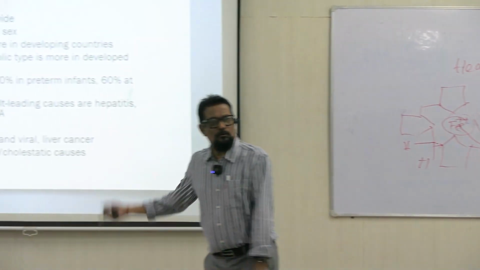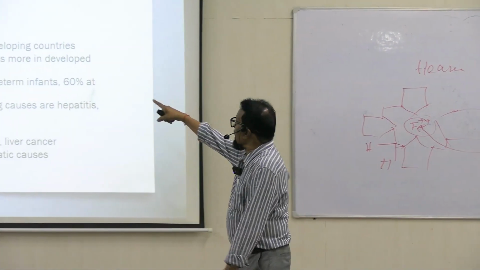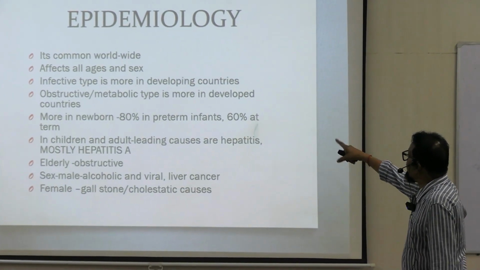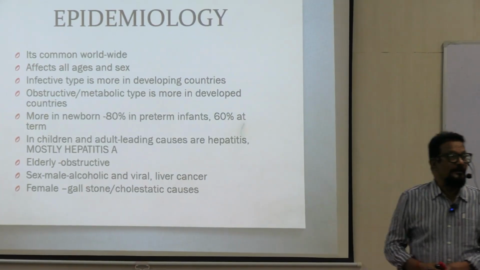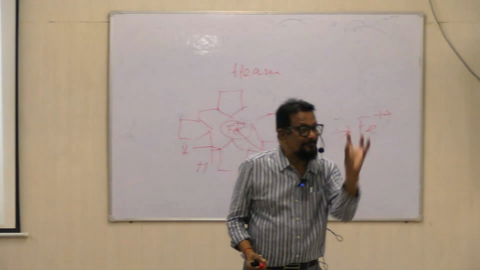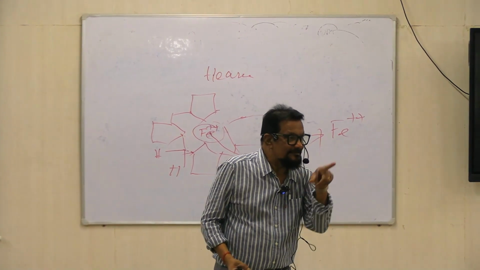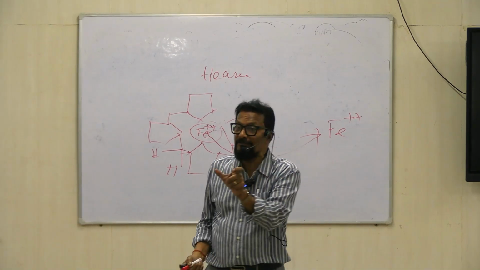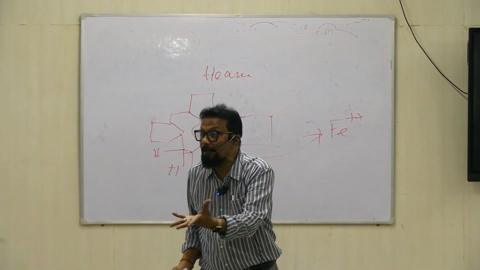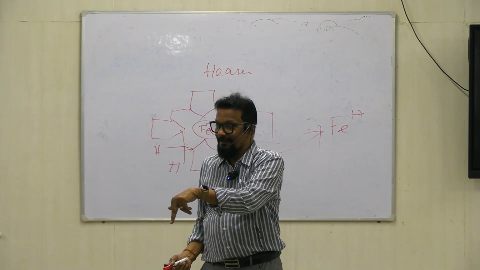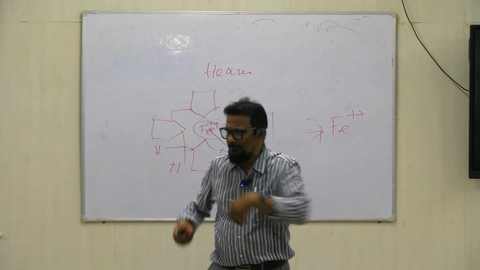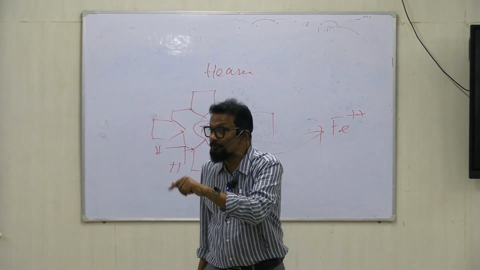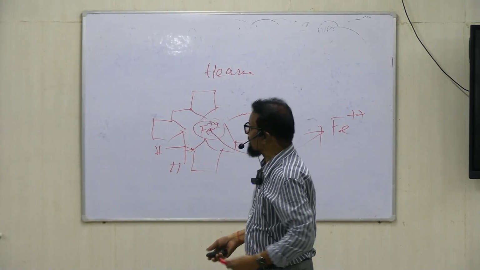Epidemiology. It is common worldwide. It affects all ages and sexes. The infective type is more common, more infectious. Because of infection, some RBCs die. There is hemolysis, and from this hemolysis, jaundice develops. This type of jaundice is present mostly in underdeveloped and developing countries. But in developed countries, they are more hygienic, so there is less infection. So they may suffer from another type of jaundice, obstructive jaundice. We will explain what obstructive jaundice is.